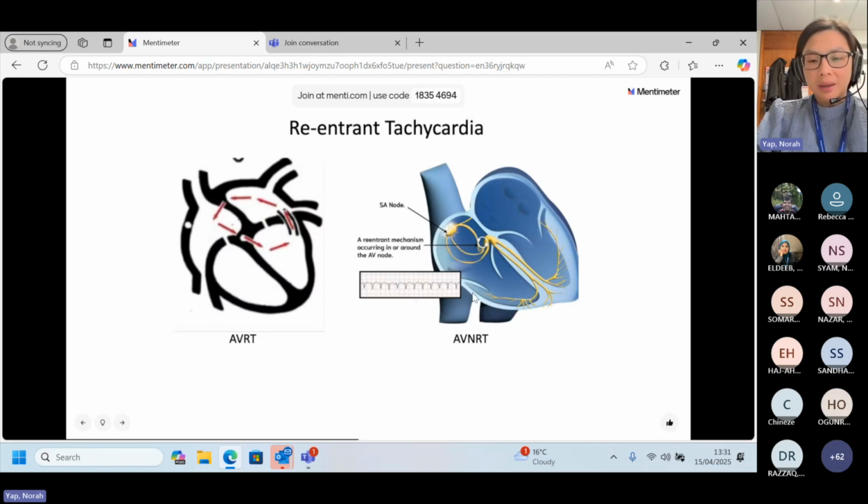Similarly, in atrioventricular nodal reentrant tachycardia, your short circuit is close to the AV node and involves the AV node. So again you've got this reentrant tachycardia. Adenosine is usually very effective in this type of reentrant tachycardia, because once you manage to block the AV node for a sufficient amount of time, it's going to break that tachycardia off.